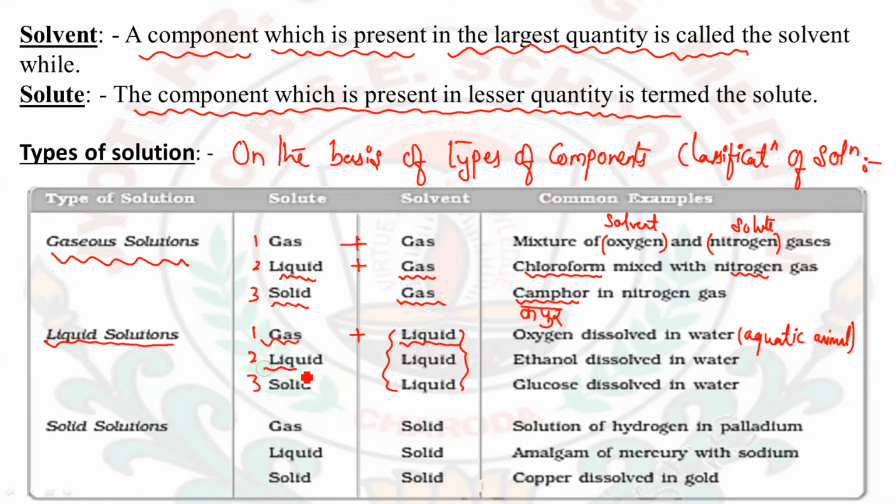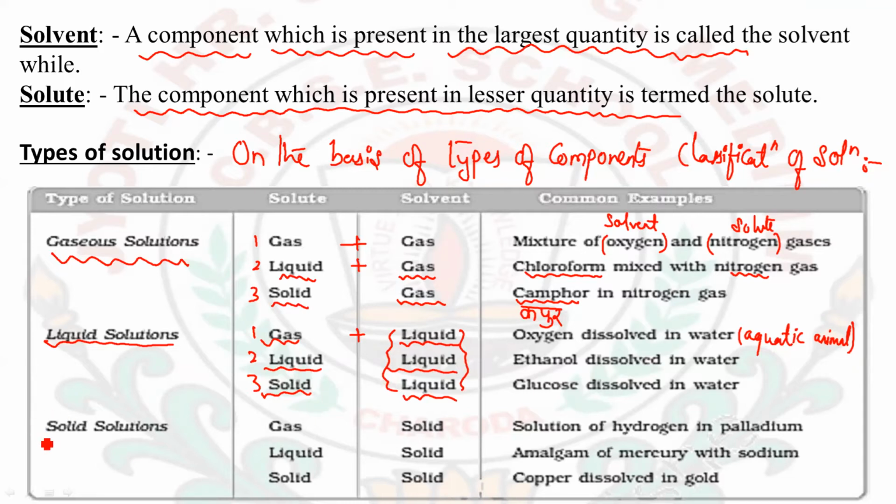Next is the liquid plus liquid. Many examples are there, such as ethanol in water or lemon juice in water. All this will be examples for your liquid in liquid solution. Next is the solid in liquid solution. So solid in liquid solution, sugar plus liquid, salt plus liquid. All these are solutions in which solute is solid and solvent is liquid.